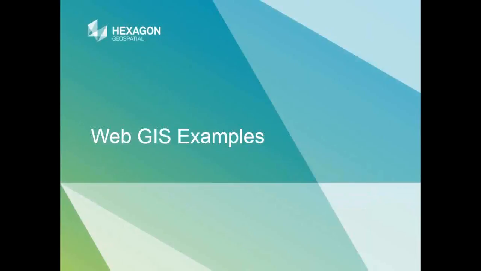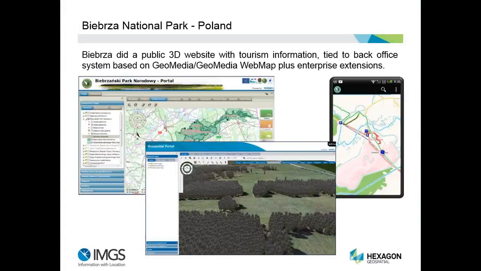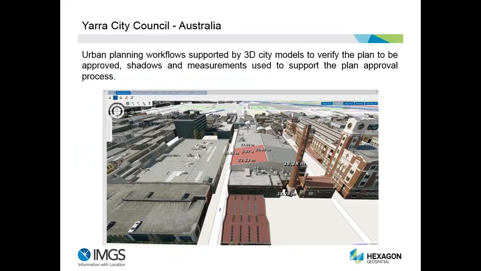A couple of examples of people who have been using it. Bibsra, I pronounced that totally wrong, National Park in Poland did a public 3D website with tourist information, and they tied it back to their GeoMedia and WebMap to share it around the enterprise and organisation. And Yara City Council used it to do urban planning workflows, supported by 3D to verify plan, look at prove shadows and measurements to support the planning process.